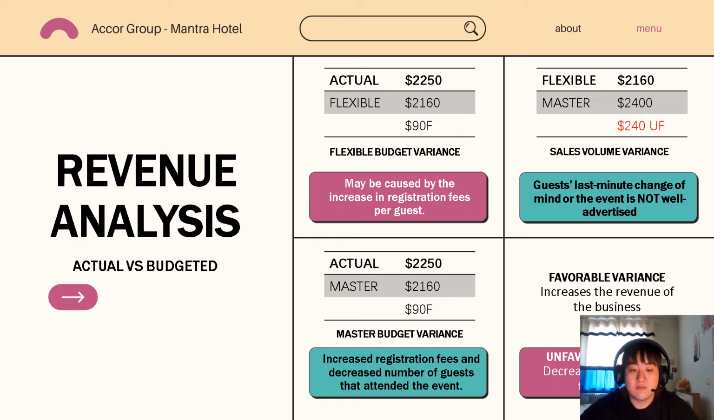Lastly, the table of master budget variance, which is the difference between the actual and budgeted sales revenue, shows a $240 unfavorable variance, which means that the actual sales revenue is lower than the projected sales revenue of the event. This unfavorable variance is caused by the increase in rejection fees and the inability of some guests to attend due to personal reasons or insufficient marketing initiatives.